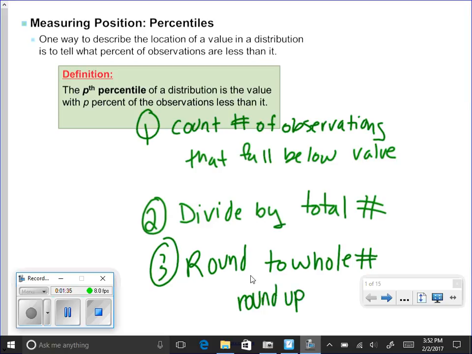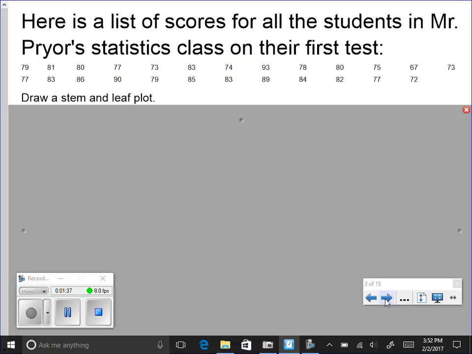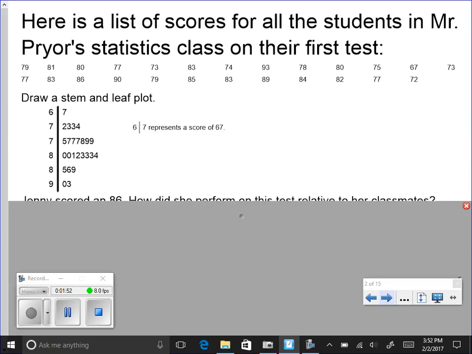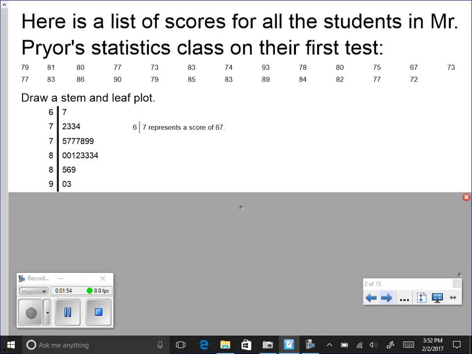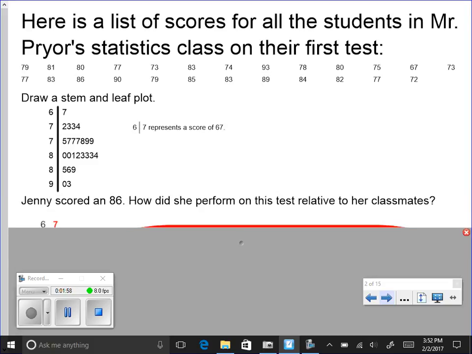So let's take a look at an example. This is about Mr. Pryor's statistics class. So the first thing I want you to do with this data is draw a stem and leaf plot. So pause the video. Now that you've got your stem and leaf plot drawn, make sure you did your key. 6/7 represents a score of 67. Let's look at this problem.